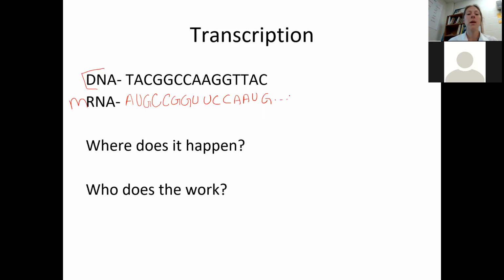Okay, dot, dot, dot, however long this is. Now, if we want to make a cheat sheet, what we could do is say DNA to RNA, because that's the process of transcription. And I could make a cheat sheet over here.